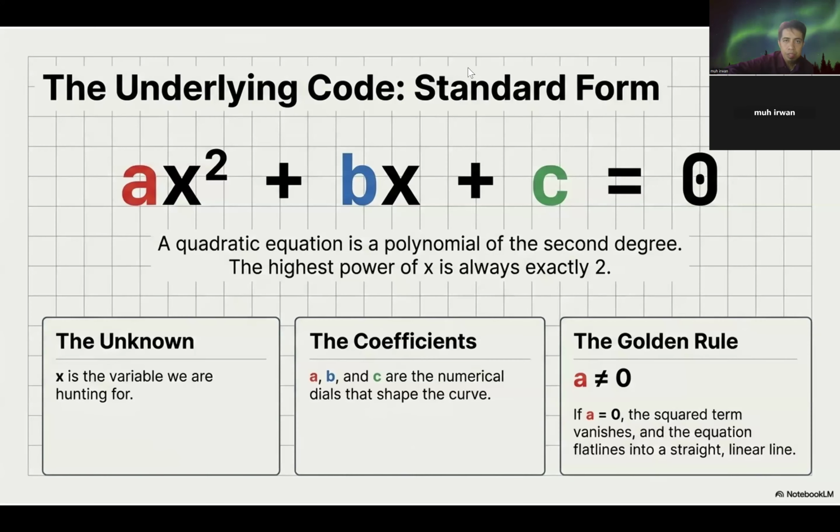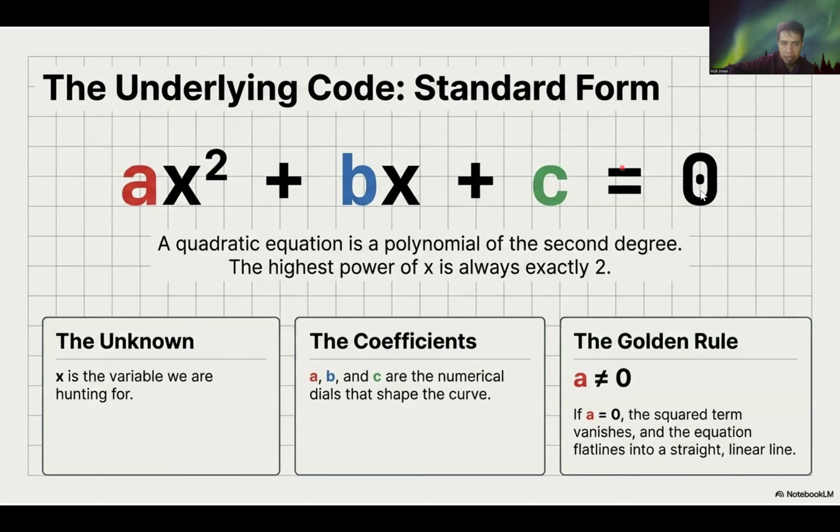What is a quadratic equation? This is the form of the quadratic equation: ax squared plus bx plus c equals 0.